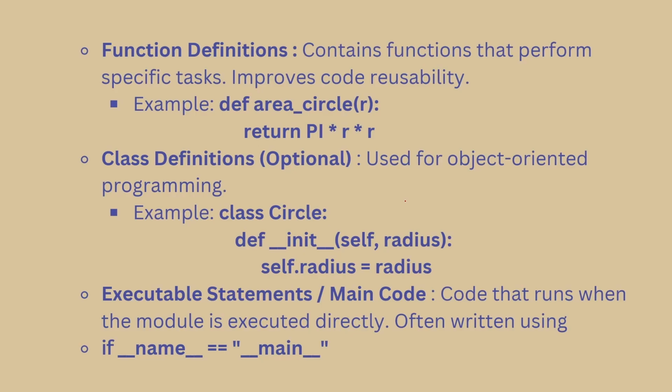Then we have executable statements in main code. This is code that runs when the module is executed directly, often written using if __name__ equals '__main__'. Okay, these are the executable statements in main code.